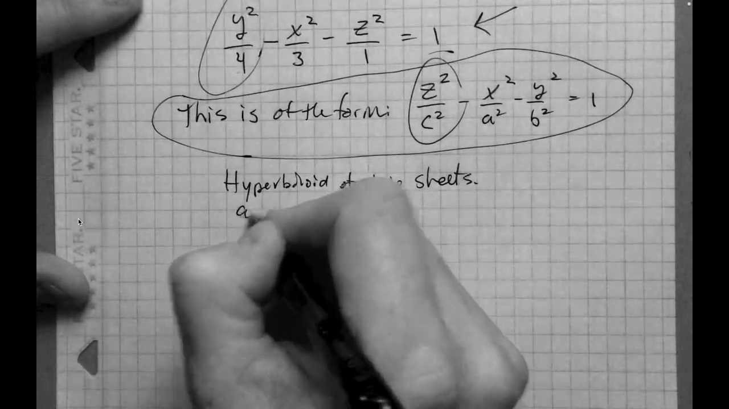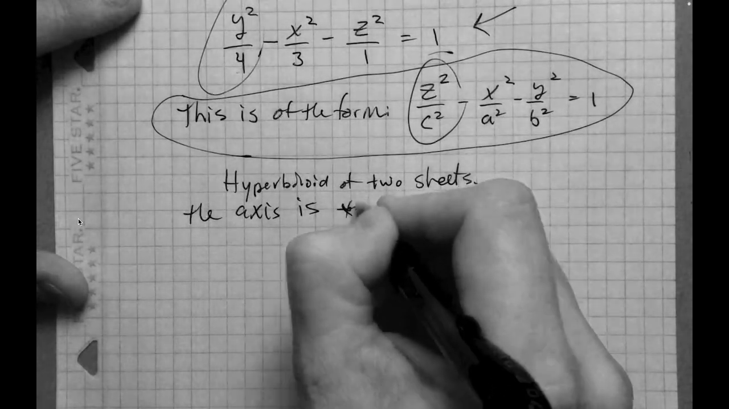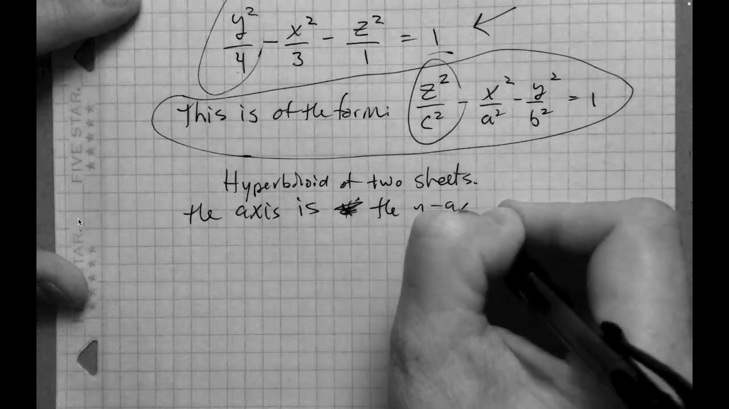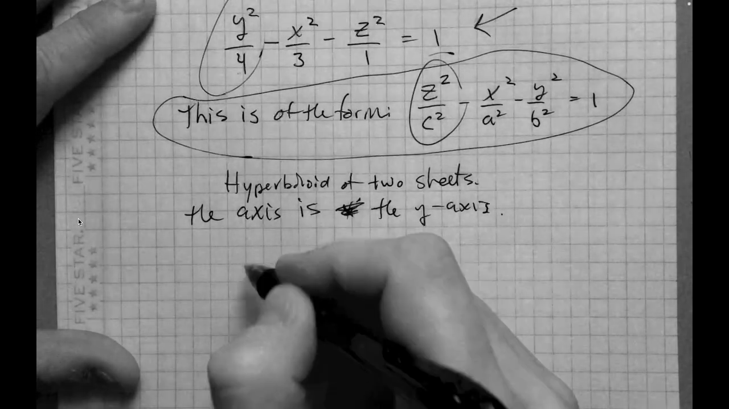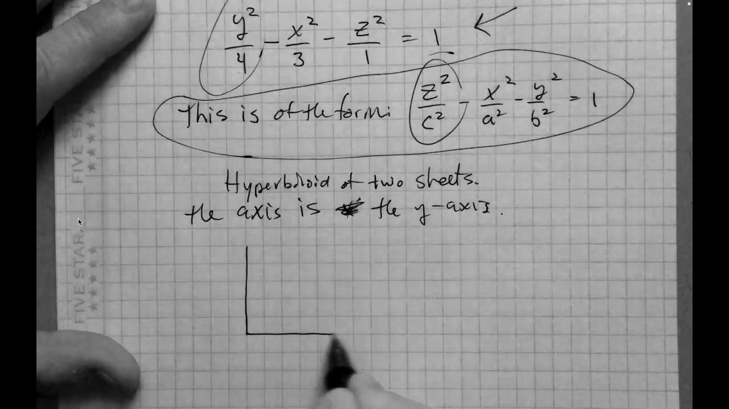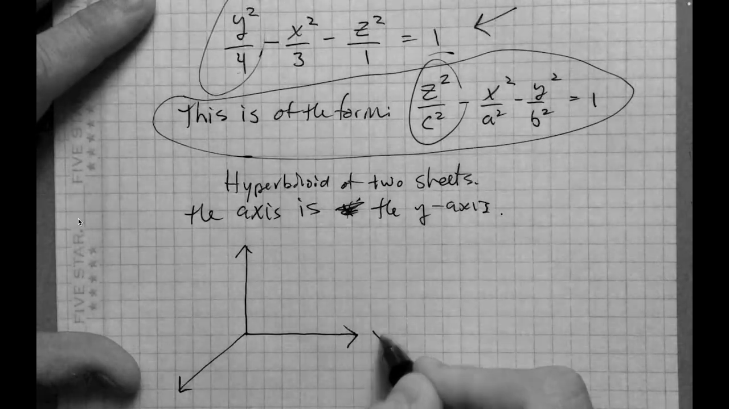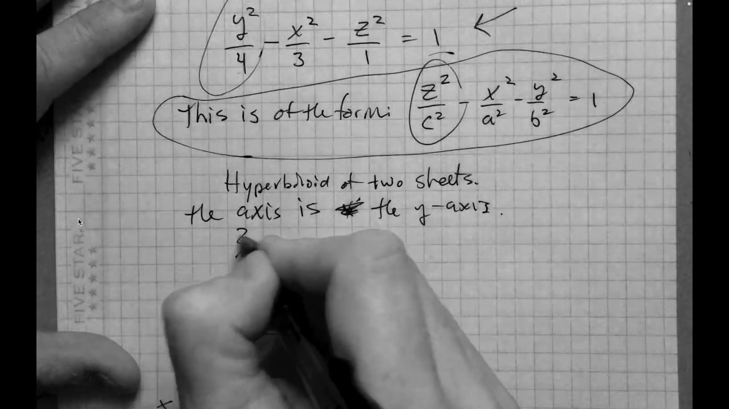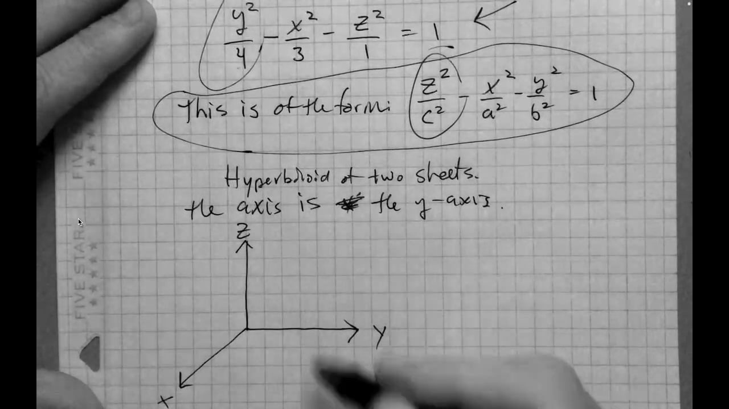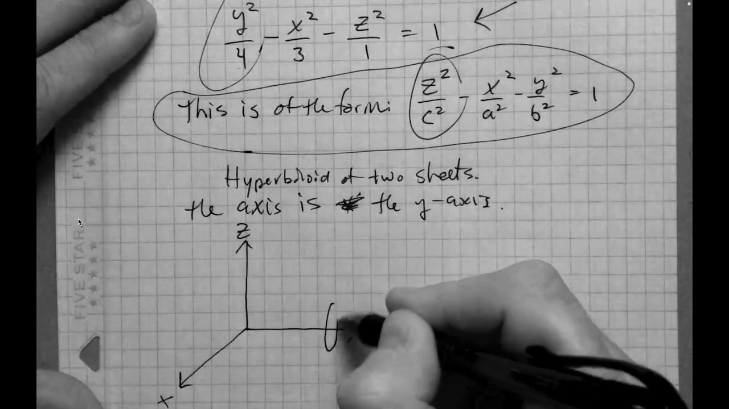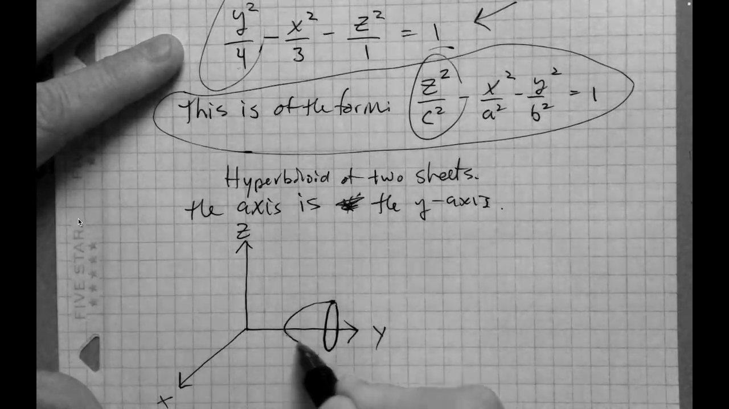Okay, now the axis is the y-axis. Okay, so what is this guy going to look like? Well, without getting into too much detail, we'll just try to sketch it. All right, so you've got your y-axis, your x-axis, and your z-axis. So the axis of this hyperboloid is going to be the y-axis. So that means it's going to open like this. Right? And it's a 2-sheet hyperboloid, so it's going to come down and then come back up like that.